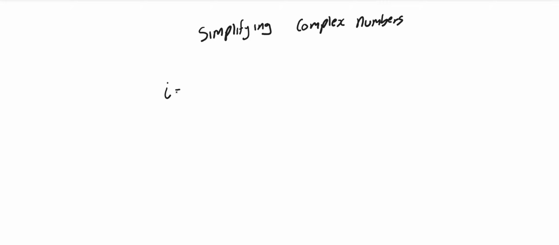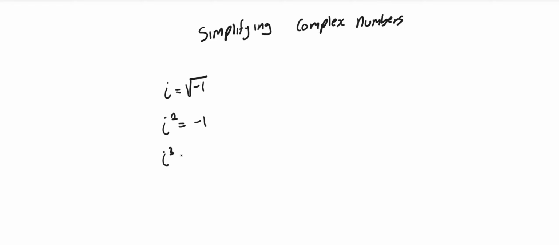So when simplifying complex numbers, there are a few things that we need to understand. One thing you need to know is that i is equal to the square root of negative 1. In our case, we would never use this. So i squared, which we're going to use the most, is equal to negative 1.